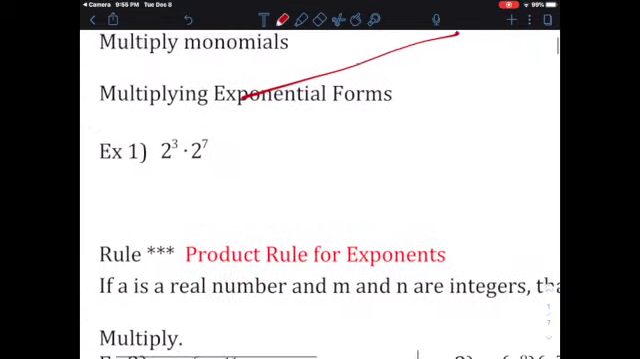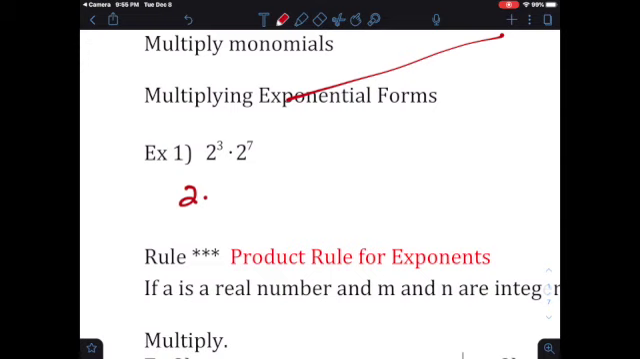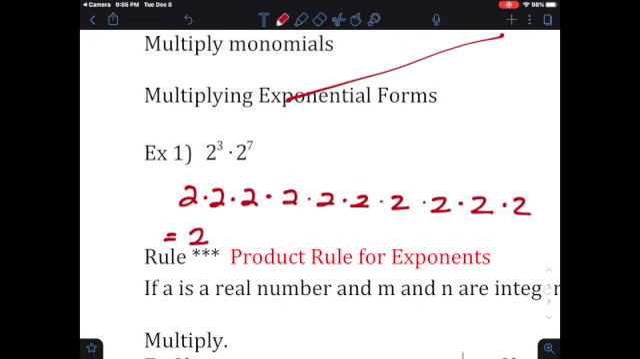2 to the third power is really 2 times 2, 3 times. And then times 2 to the 7th power, which is really 2 times 2 times 2 times 2 times 2 times 2 times 2, 7 times. So in this case, altogether you have 2 times, 1, 2, 3, 4, 5, 6, 7, 8, 9, 10. That's 10 of them. Okay?